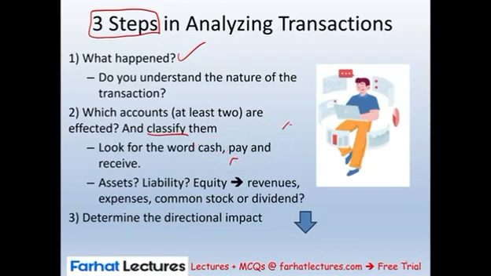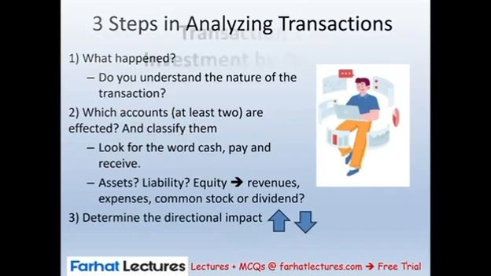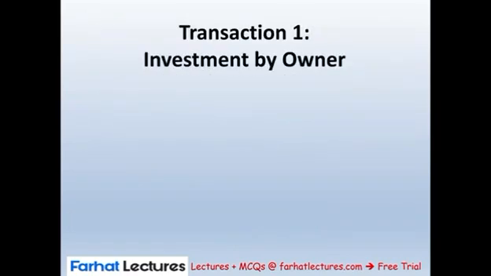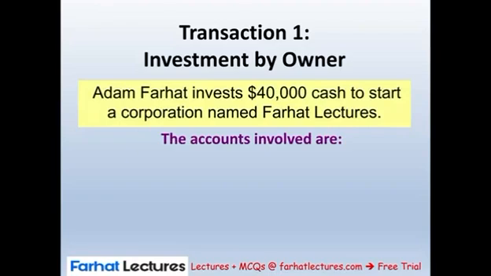Then you determine the directional impact. Did the account go down? Did the account go up? Because you identified 2 accounts, what happened to these 2 accounts? Maybe both of them went down. Maybe both of them went up. Maybe one went up, one went down. This is the direction. Now, the best way to illustrate these steps is to start to analyze actual transactions. And I'm going to start with transaction 1. Every time there is a company being created, the first entry is an investment by the owner. Let's look at the first transaction.